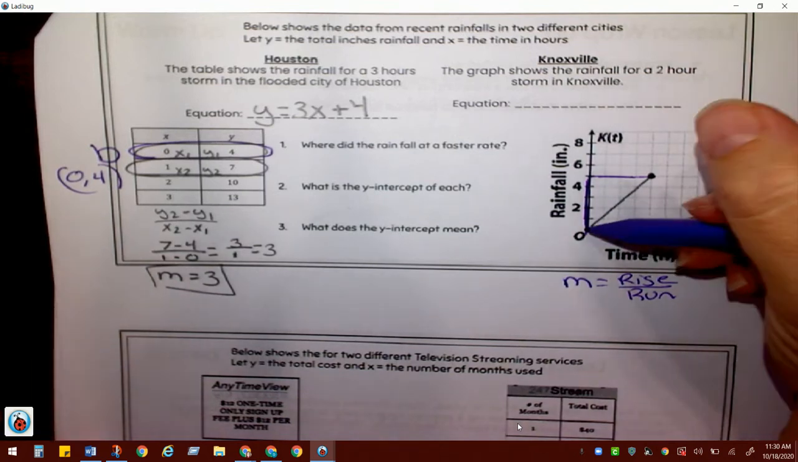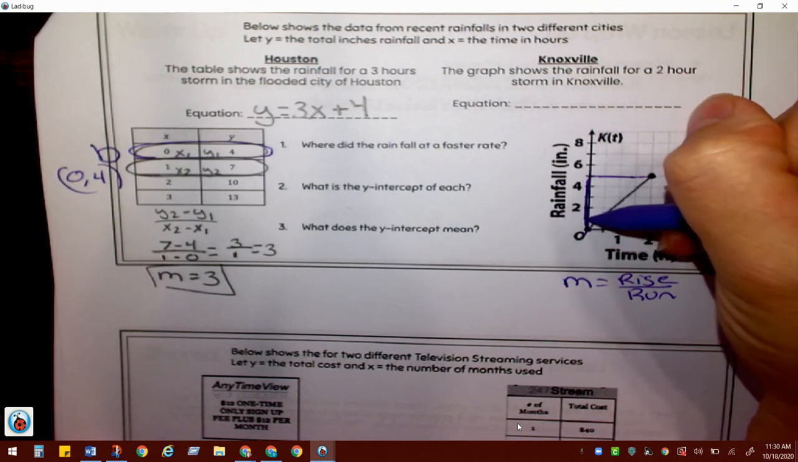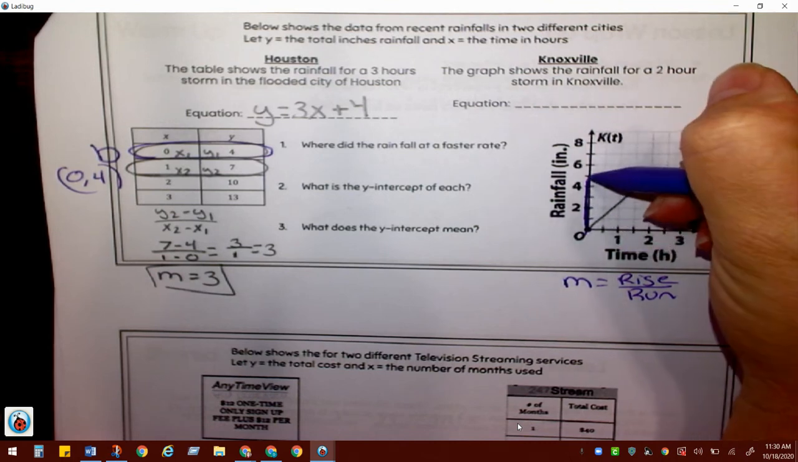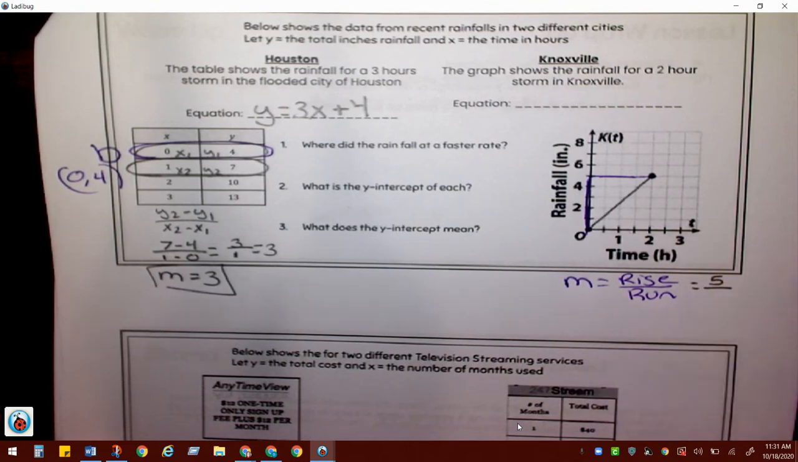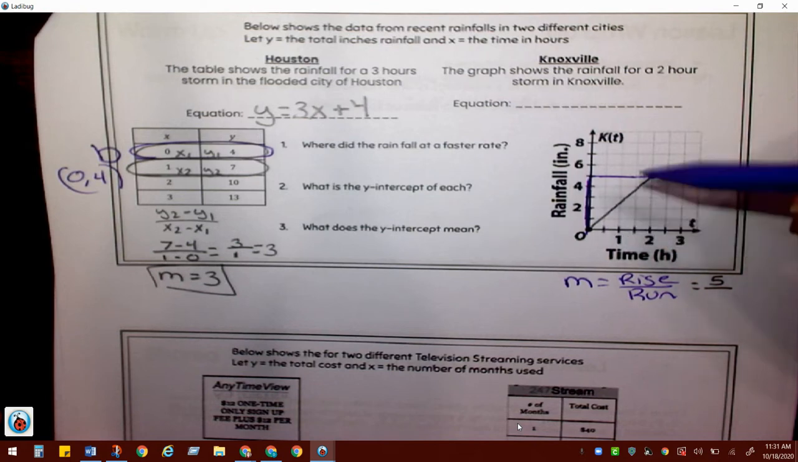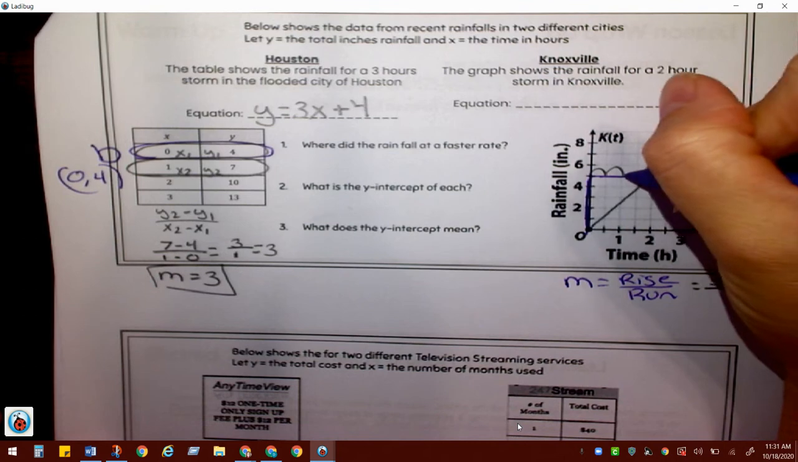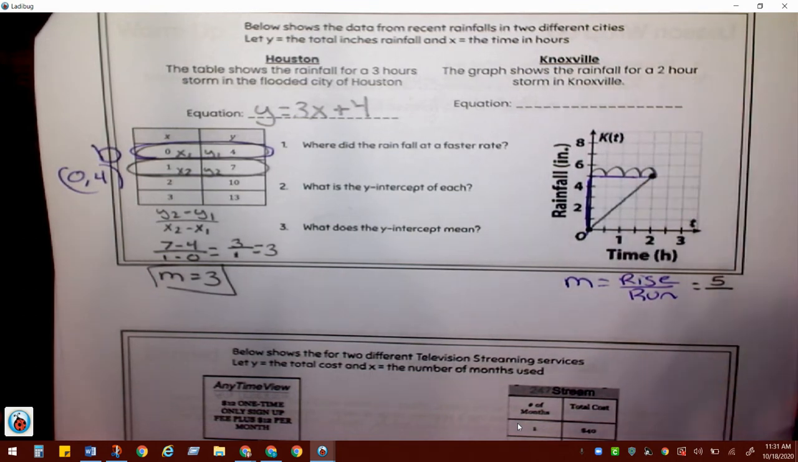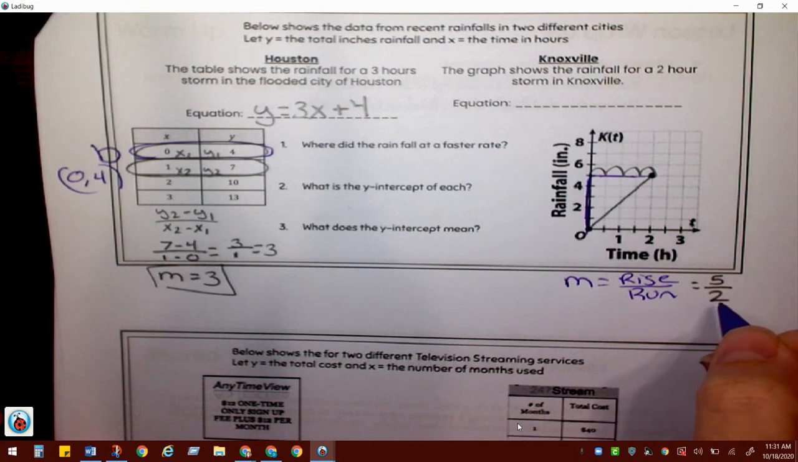Looking at my scale, because scale is super important, that's how much you're counting by. Looking at my rise scale, I'm counting by 1. So 1, 2, 3, 4, 5. So my rise is 5. And my run, also looking at your scale, notice it's counting by half. So I went over a half, 1, 1.5, 2. So my run is 2. So my slope is 5 over 2.